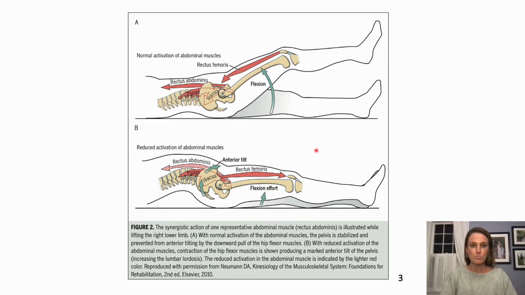As opposed to this bottom picture where the rectus abdominis is not turning on appropriately. Therefore, when the psoas turns on, it creates that anterior pelvic tilt. The leg does not raise as well, and you see that arching in the low back. If you see this in the clinic, that should really clue you in to add core stability exercises to this patient's regimen.